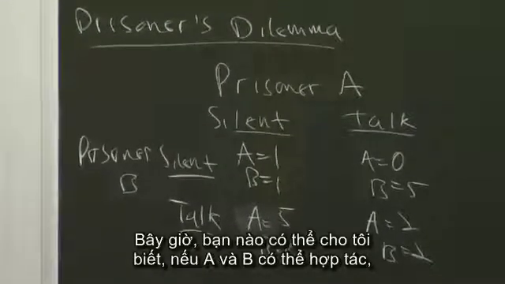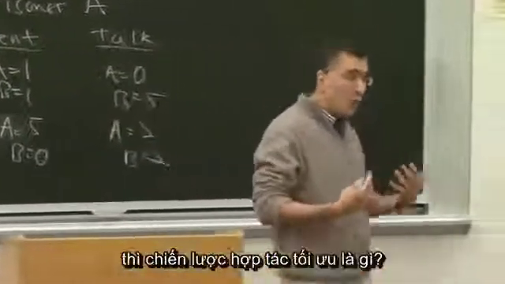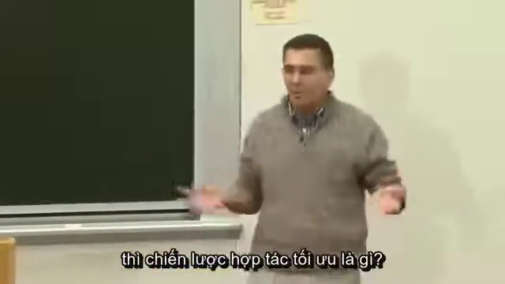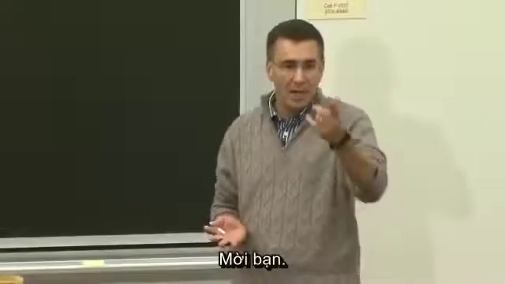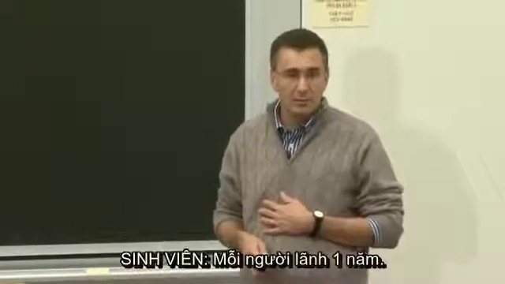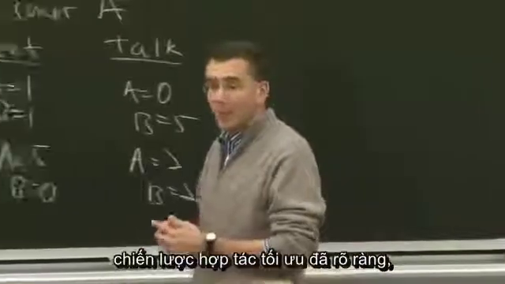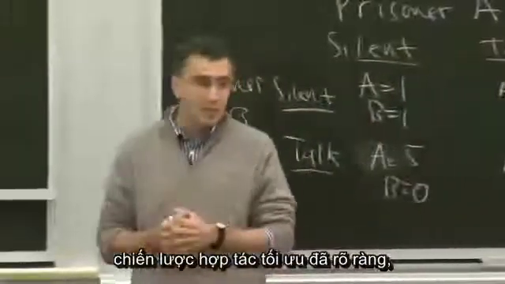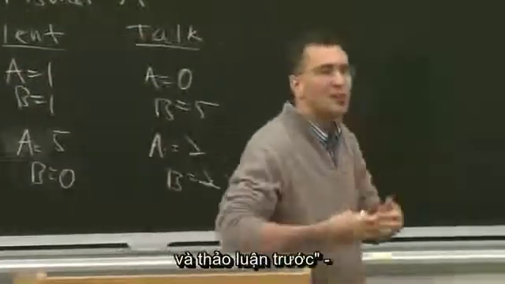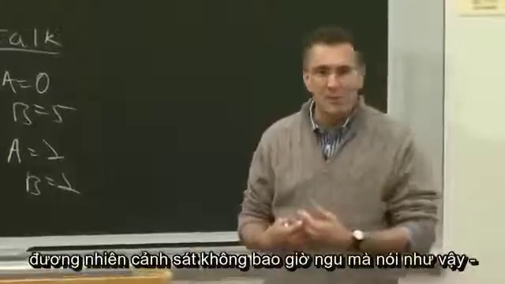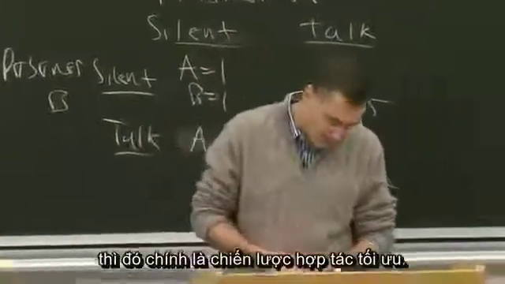Okay, now, can someone tell me, if A and B could truthfully cooperate, what would be the optimal cooperative strategy? Yeah? Both go for a year. Right, you'd both be silent. So the optimal cooperative strategy is clear, which is to both be silent. If the cops said, you know what, we'll let you guys get together and discuss what you want to do first, which the cops would never be stupid enough to do. But if they did, and the guys could trust each other, then that's the optimal cooperative strategy.